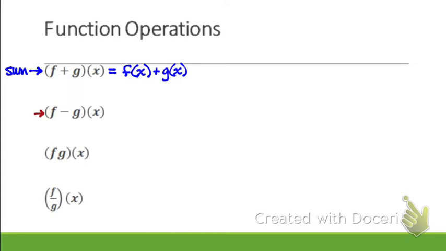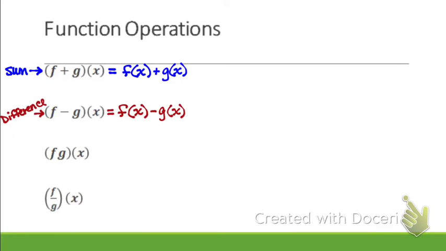F minus g of x, we have our difference. And we actually just did this on that problem with the parabola and the line where we wanted to find the maximum distance. And so I said we subtract the equation for the parabola and the line. Yes, this is 3.7. That is our difference of two functions.